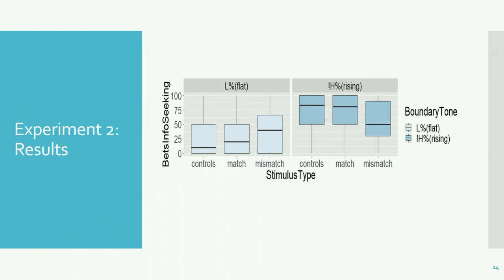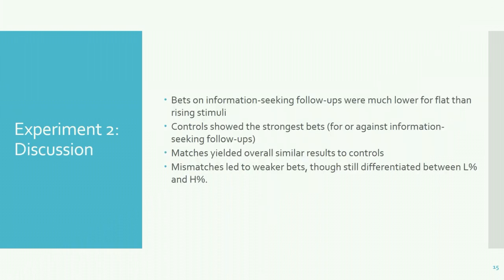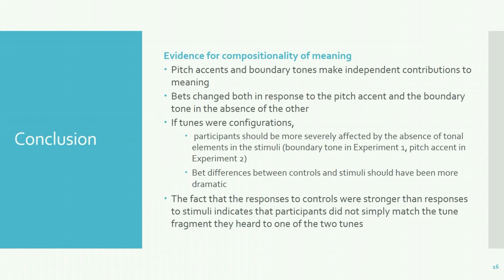Let's now move to the discussion. What we can see is that bets on information-seeking follow-ups were much lower for flat than rising stimuli. We also saw that controls showed the strongest bets, and matches yielded overall similar results to controls. Mismatches led to weaker bets, though, as I told you, they still differentiated between low boundary tones and high boundary tones. Let's see now what we can conclude if we put experiment 1 and experiment 2 together.